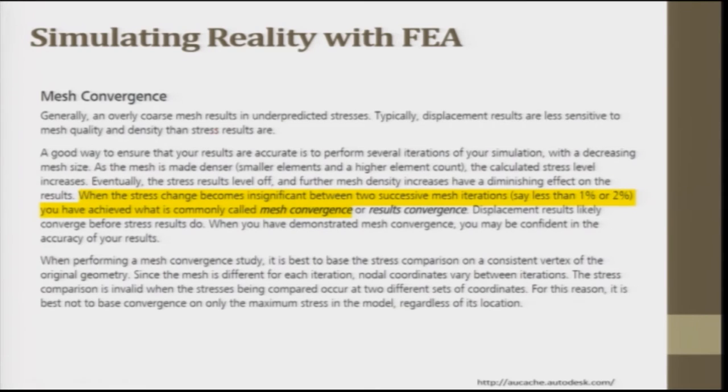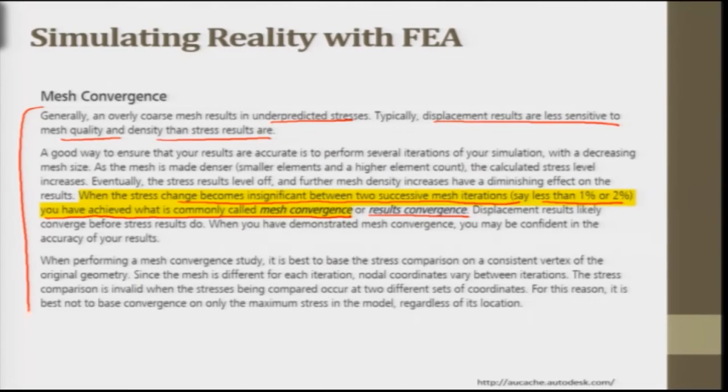So, mesh convergence. Generally, an overly coarse mesh results in unpredicted stresses. Typically, displacement results are less sensitive to mesh quality and density than stresses are. When the stress change becomes insignificant between two successive mesh iterations, say less than 1 or 2%, you have achieved what is commonly called mesh convergence or result convergence. That is, mesh convergence has finally happened and final results can be obtained. So this is what it is telling us. You can read this all.